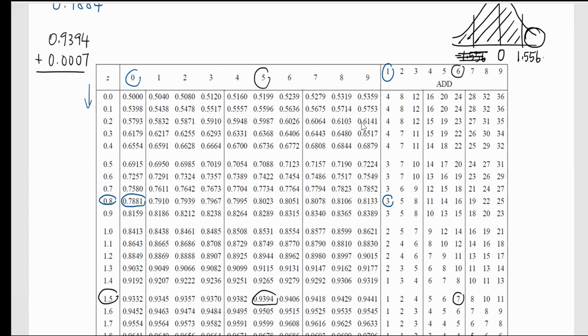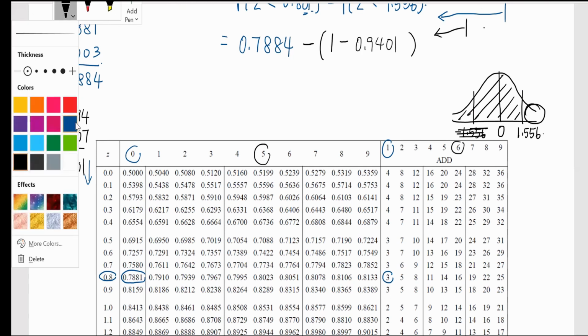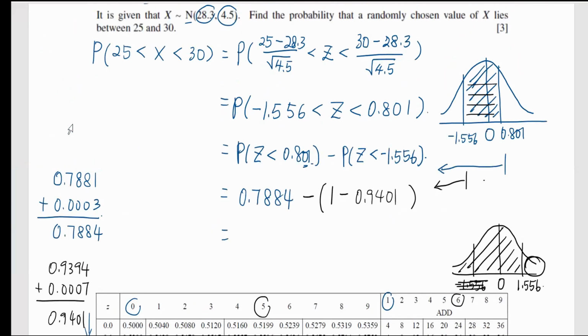Okay, so the probability is 0.9401. All right. So with this calculation, we are finally getting the probability of what the questions want.